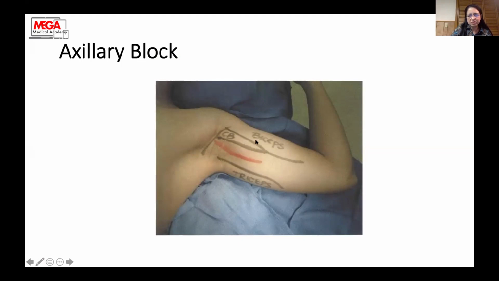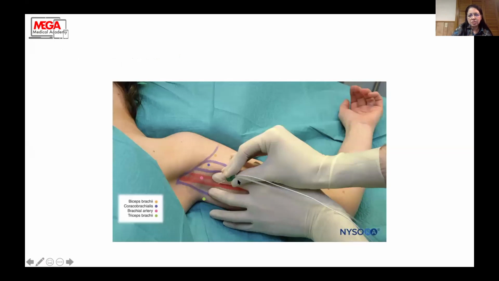Simple landmarks: you need to know that the biceps is on the lateral side, and this is coracobrachialis, and this is the axillary artery, and down is the triceps. Before the ultrasound, we used to feel the artery here. It's very easy to feel the axillary artery. You pass the needle and transfix the axillary artery until the blood stops, and when you stop aspirating blood, you are in the posterior vascular sheath, and then you inject 30 ml of medication there.